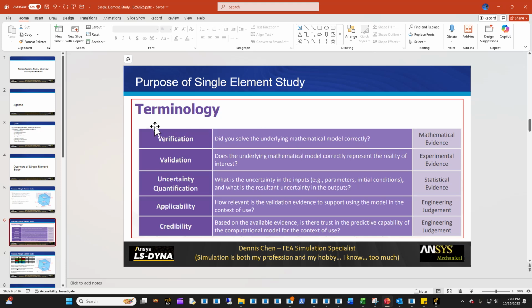So that's a very important distinction. I like this slide a lot, especially the first two bullet points. So understanding the difference is important, because a single element study is always a model verification, right?